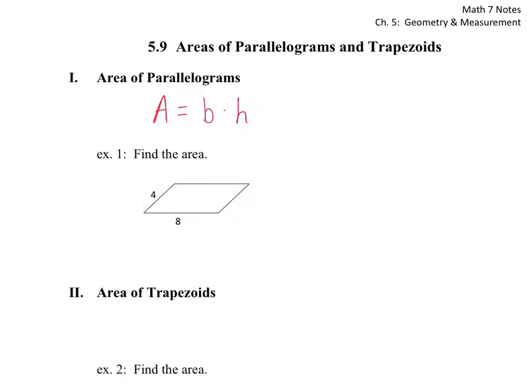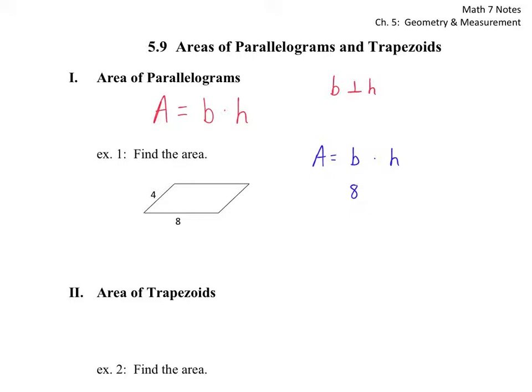So if I want to find the area here in example 1, what I'm asking you to do is first write capital A equals lowercase b times lowercase h. Now for base, the base is going to be 8. And I'm throwing you a curveball here because 4 isn't the height. If you think back to triangles, we said that when you have a base and a height, they have to be perpendicular to each other. They have to be at a 90-degree angle.